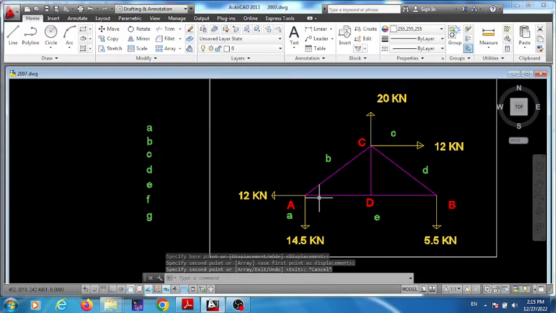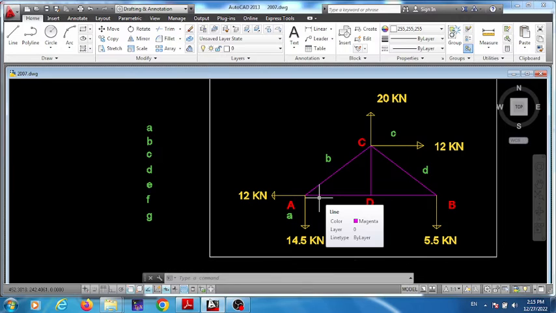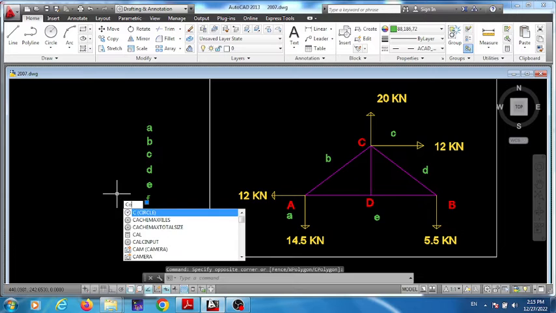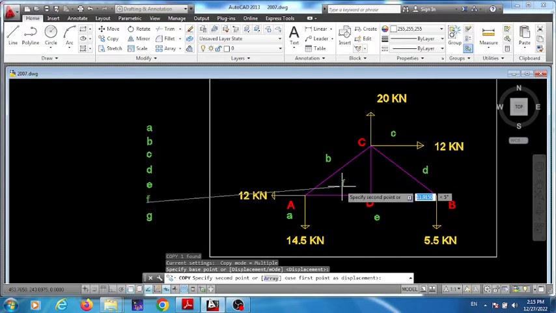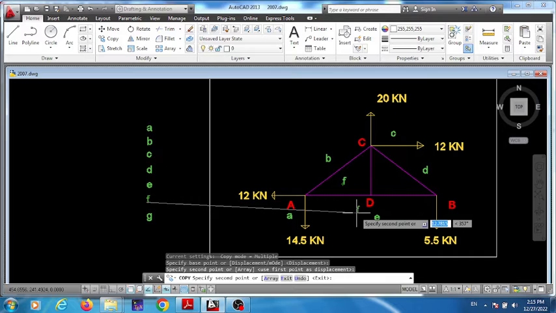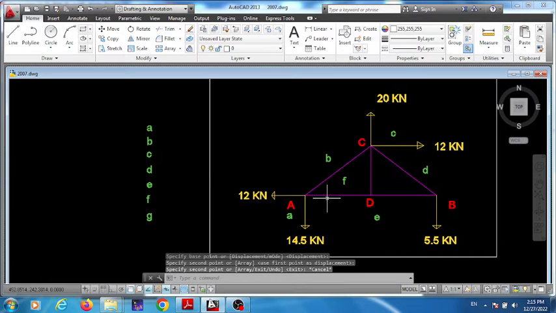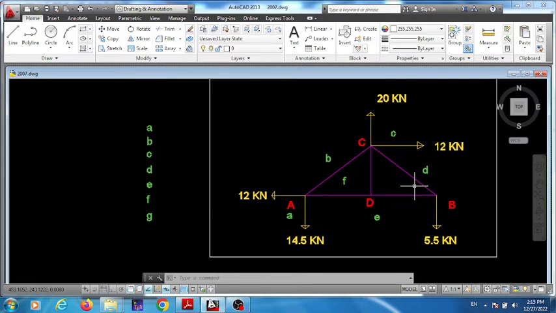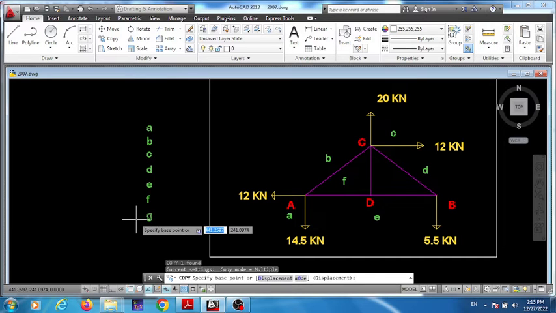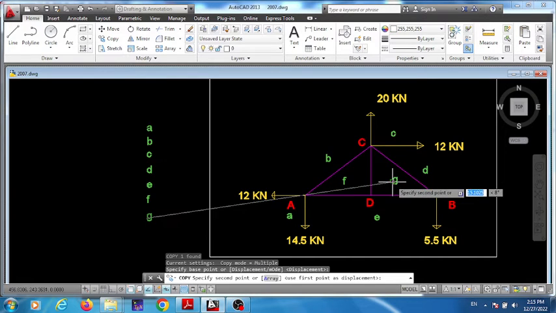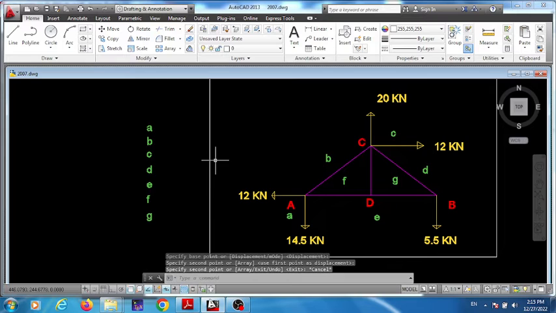Now we have to find the member forces, so I will put the letters in between. If we see, the space between E and F will be member AD. In between space B and F there will be member AC. Okay, so now for DB and CB we have to put another letter. Okay, now our step 2 is completed.